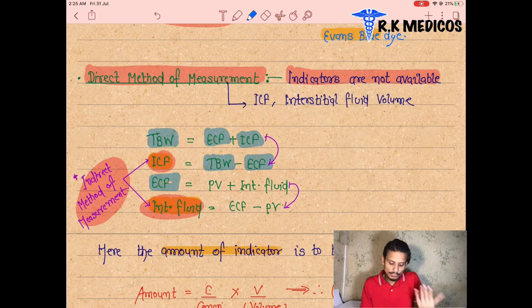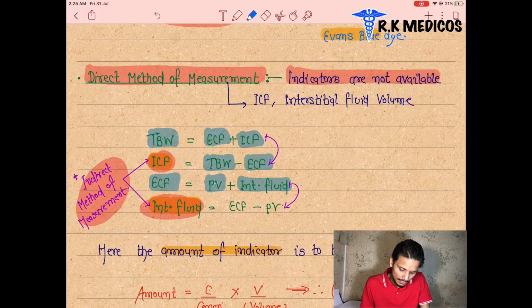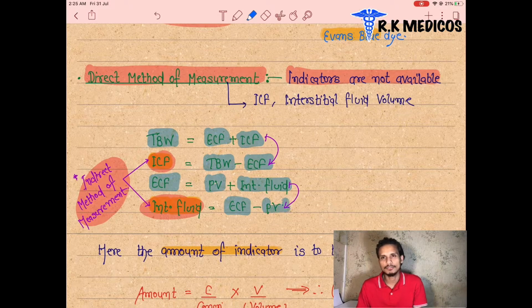Next, extracellular fluid. Extracellular fluid is a composition of plasma volume and interstitial fluid. Yes, it is also true. Next, interstitial fluid. Interstitial fluid is calculated as extracellular fluid minus plasma volume. It's also true. These all four calculations are true.